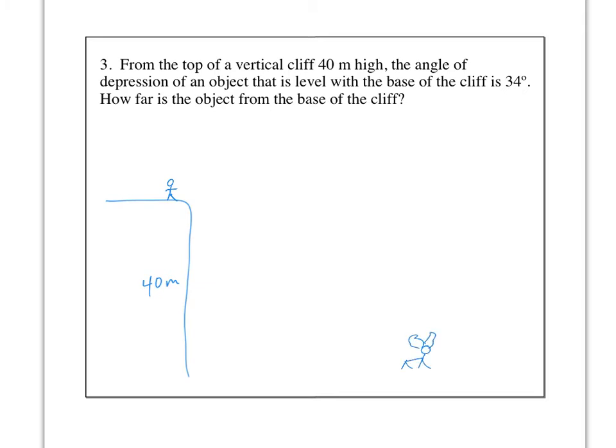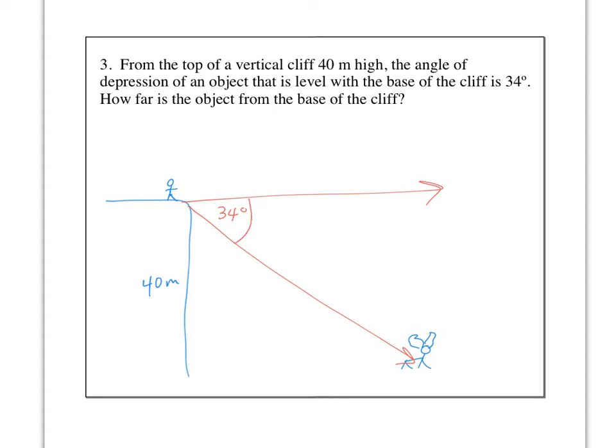Who knows, right? So it says, from the top of a 40-meter high cliff, the angle of depression is 34 degrees. So from here, the horizontal, down to the object. The biggest mistake people make is they put the angle of depression in the wrong spot. It has to go here. A lot of people mistakenly put it here. That is not correct. So we do not want to put it there. Get it out of there. Okay, so your 34 degrees is right here.